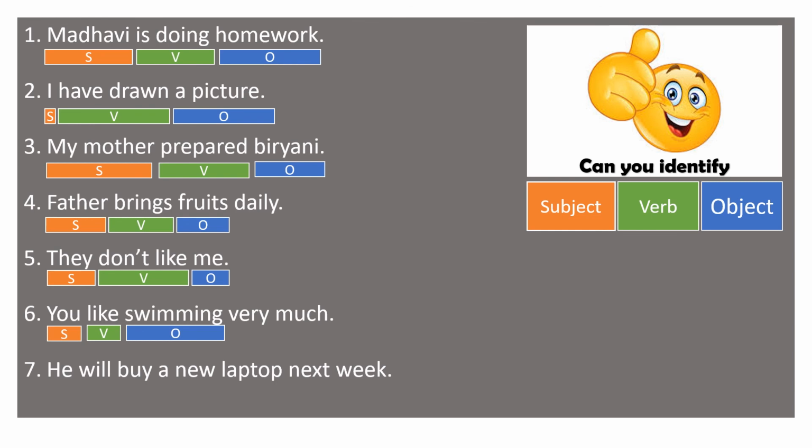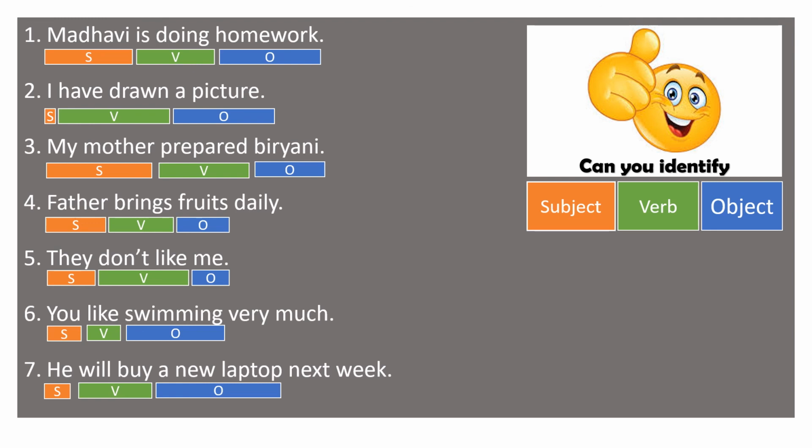And the last sentence. He will buy a new laptop next week. Who is the sentence about? He. So he is the subject. What will he do? Will buy. So that is the verb. What is he going to buy? A new laptop. All these three words together are considered the object of the sentence.